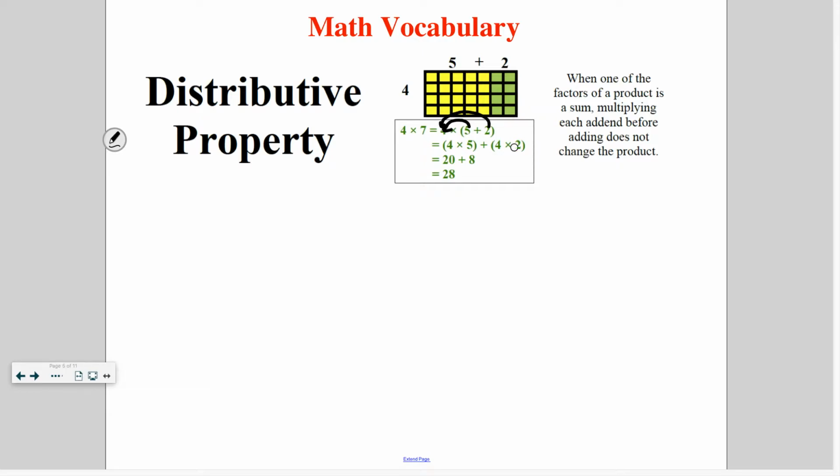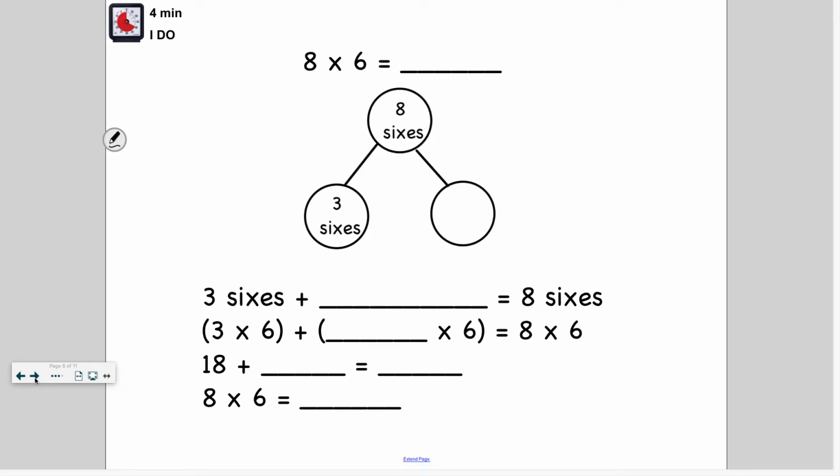Once they do multiply, so I have 4 times 5 and 4 times 2, the two numbers that I made, I add the two products. So 4 times 5 is 20, 4 times 2 is 8, and I get 28. And we'll do this together in today's lesson. But I just want to refresh your memory since this is not the first time that we're seeing this.